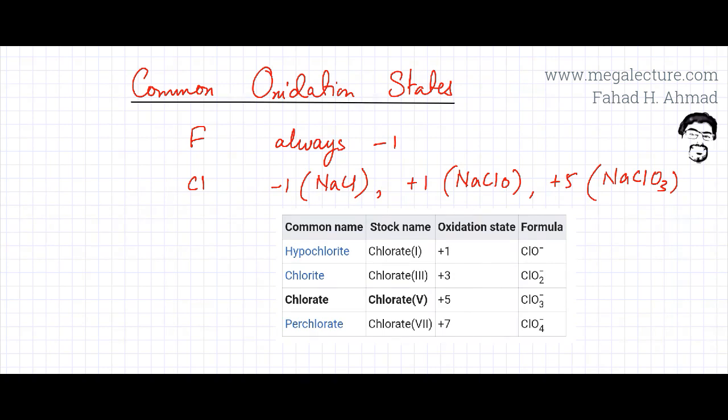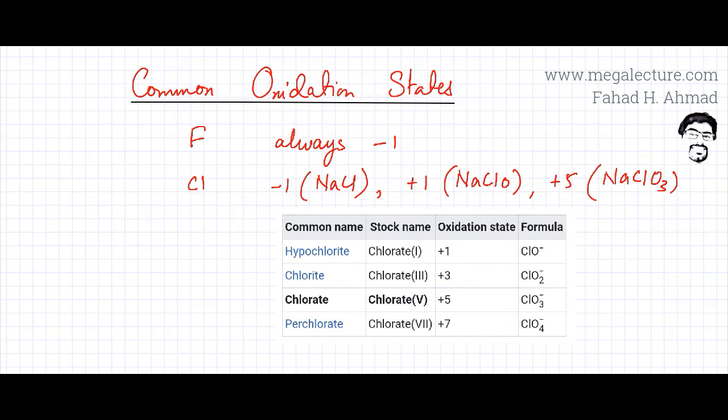So iodates and bromates, the same compounds and the same oxidation states could be formed. Just replace Cl with Br, or it could be iodine. So all these compounds, all these polyatomic ions can also be formed with bromine or iodine.